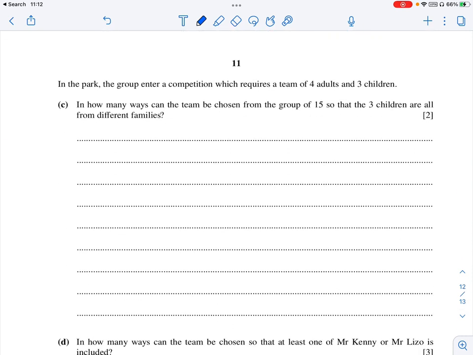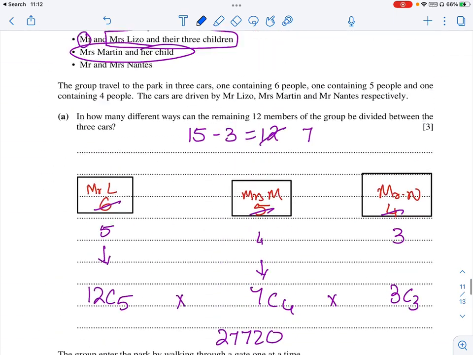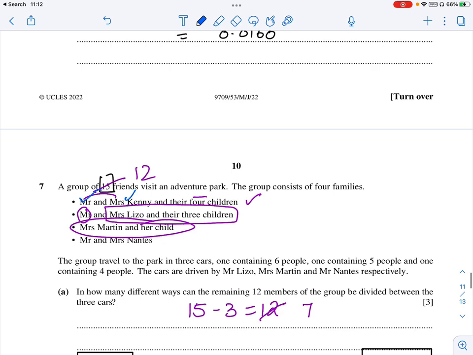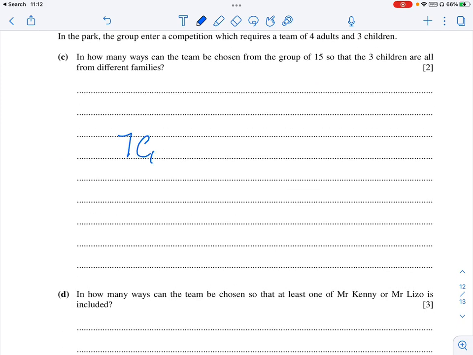In the park, the group enters a competition which requires a team of 4 adults and 3 children. In how many ways can the team be chosen from the group of 15 so that the 3 children are all from different families? So how many adults are there? 1, 2, 3, 4, 5, 6, 7 adults are there. We have to choose 4 adults. So it can be done in 7C4.